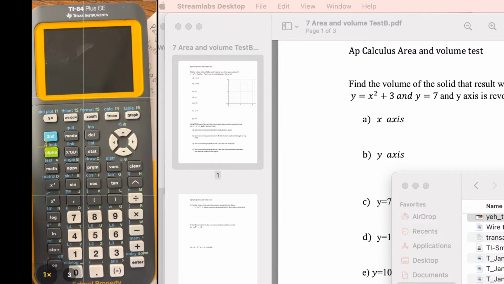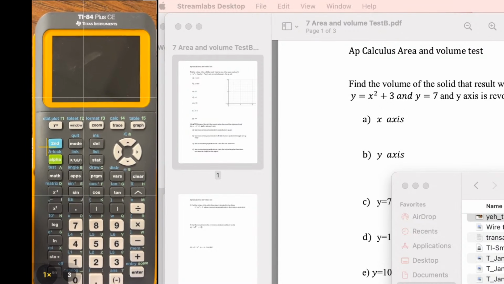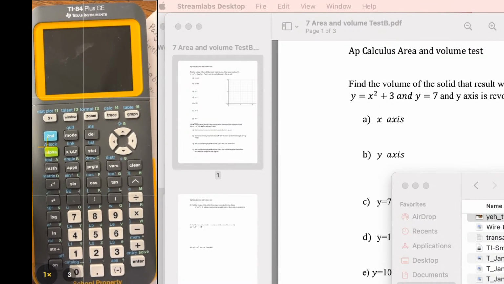Are we okay here? Now you guys need to know how to use the calculator, because the calculator is going to be your best friend on this test. The only time you're allowed to use a calculator will be pretty much this test.